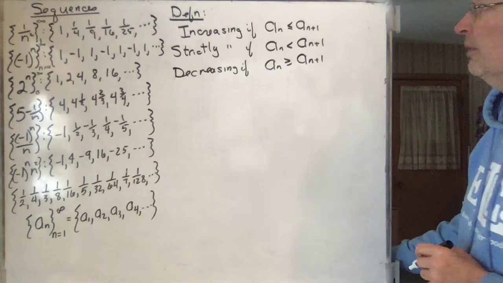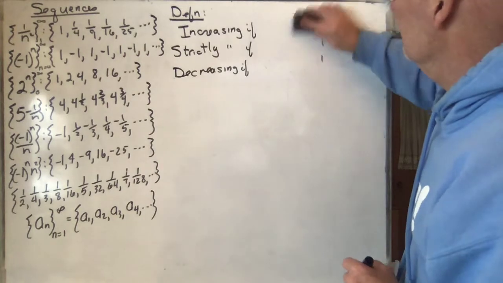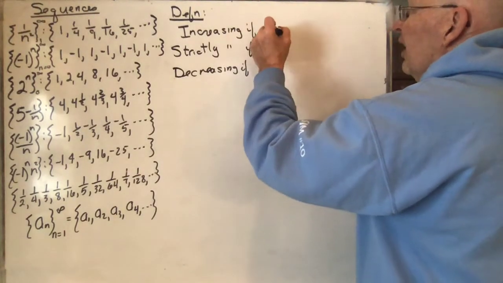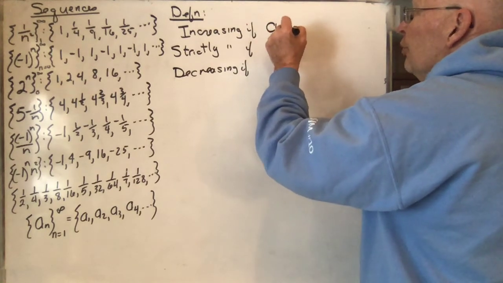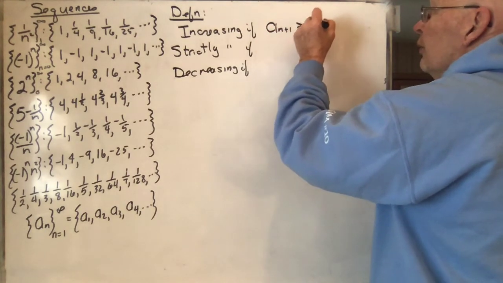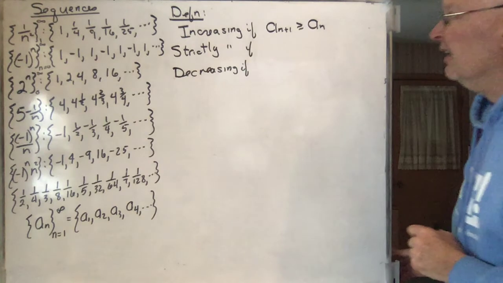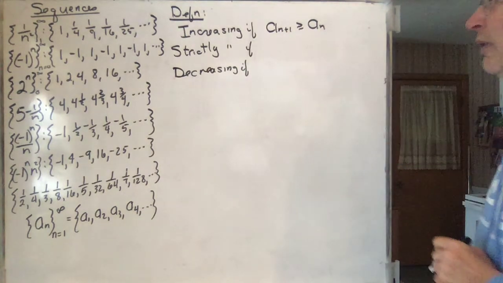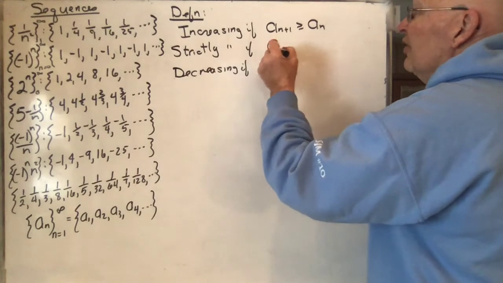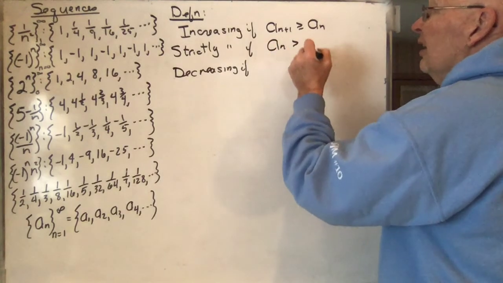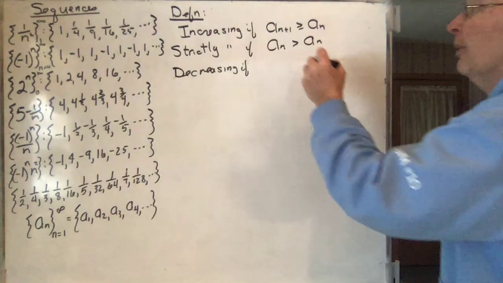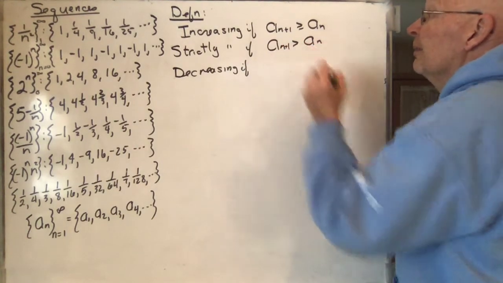I kind of like writing it like this better. I like emphasizing the fact what's going on. A sub n plus 1 is greater than or equal to a sub n. I like that way of saying it better. This one is greater than or equal to the previous one. Here we just say a sub n is greater than the previous one. A sub n plus 1, rather.